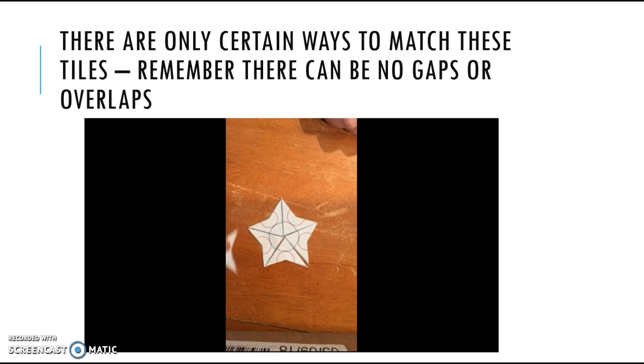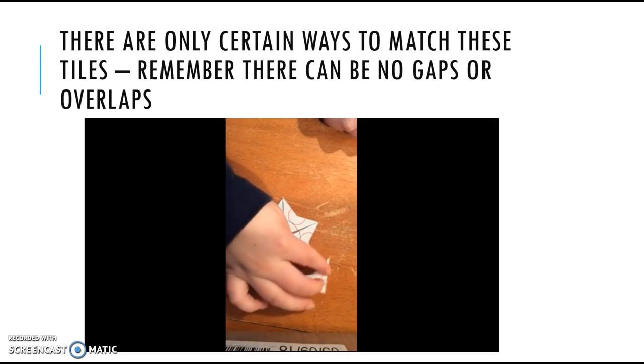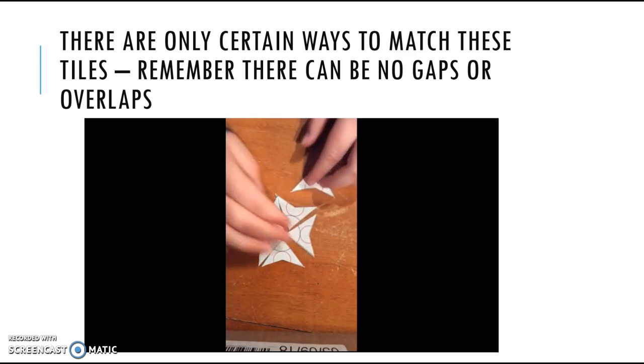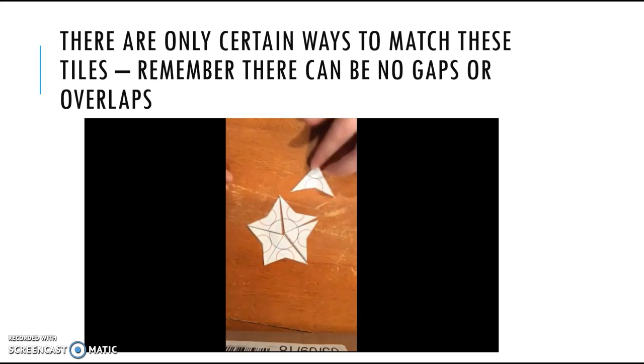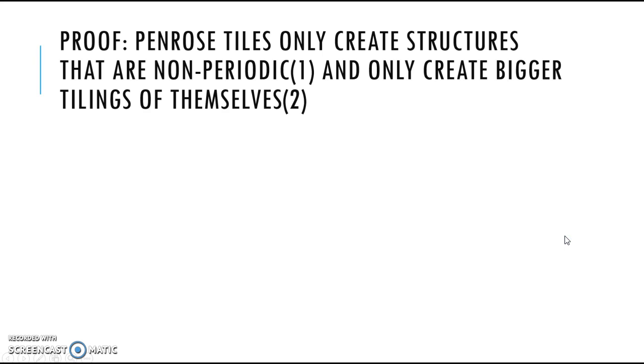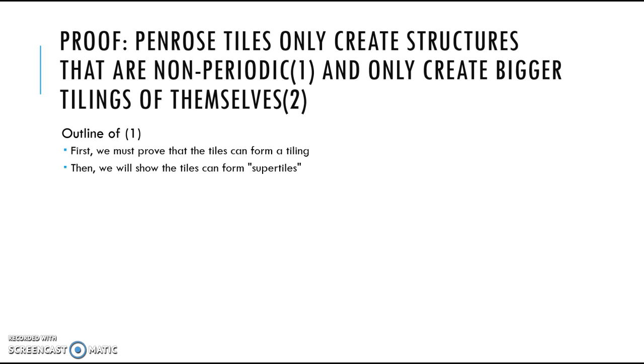And basically we go through this looking at each vertex here. And we see that there is, in fact, no way to tile these with all kites. So next, we just need to prove that Penrose tiles only create structures that are non-periodic, and they only create bigger tilings of themselves. So first, we have to prove that the tiles can form a tiling, which is what we just did with the star and sun patterns.